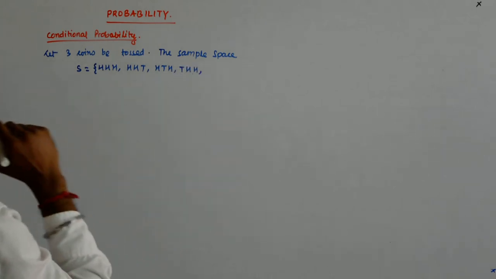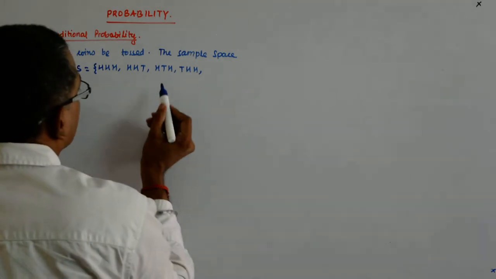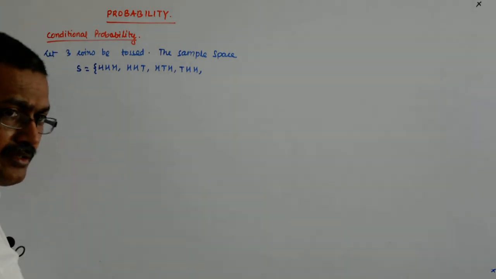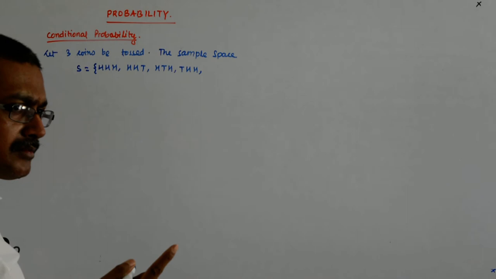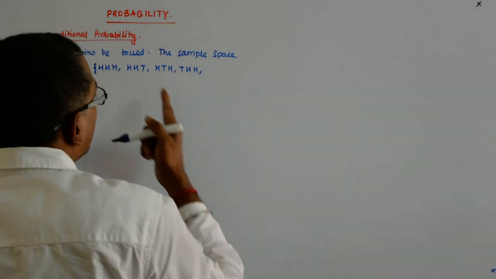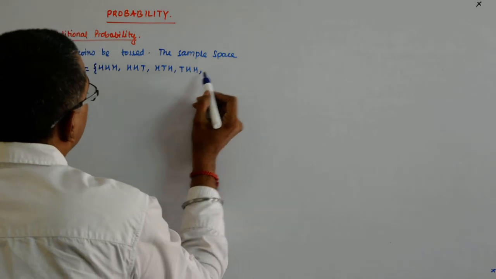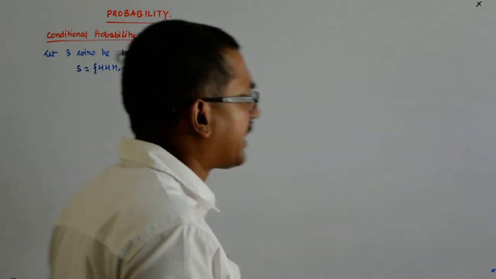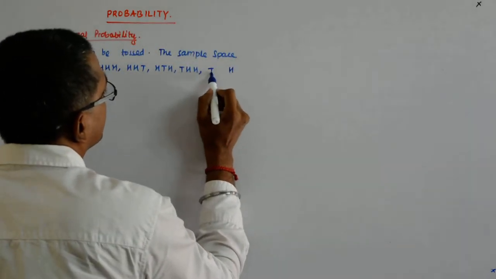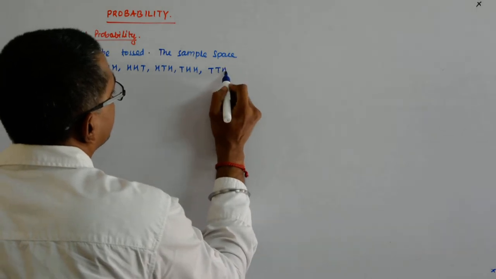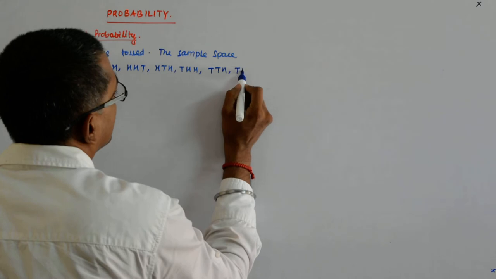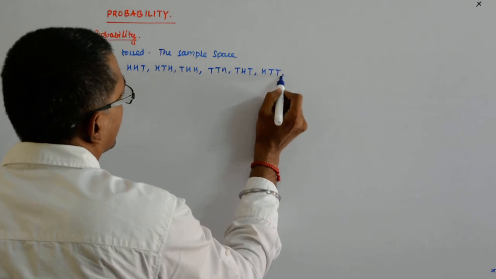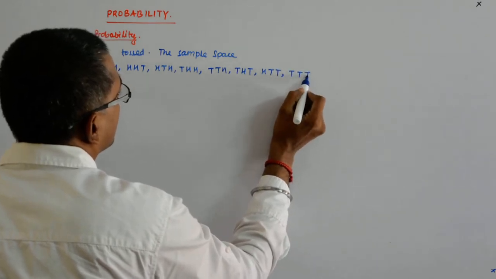H H T, H T H, T H H, and so on. Is it not? However I do it, I have been shifting the T's first. I've got one tail. H represents the head, T represents the tail. So all the ways in which I could get two heads are exhausted. Now I get one head, and let us say one head comes here, the second head comes here, and the third head is here.